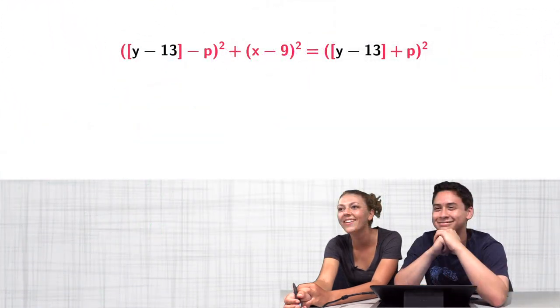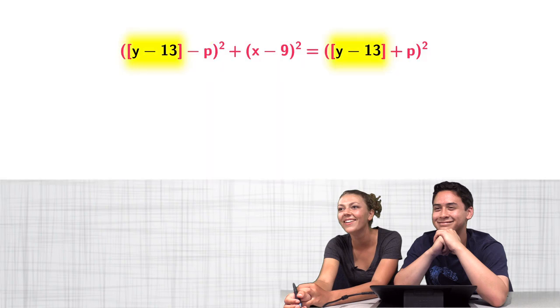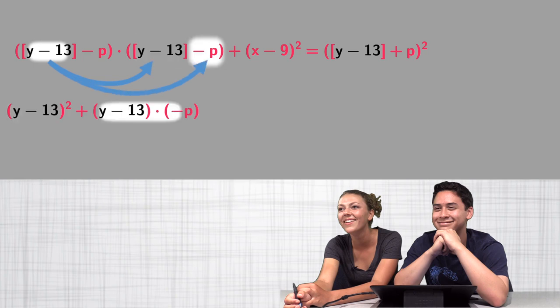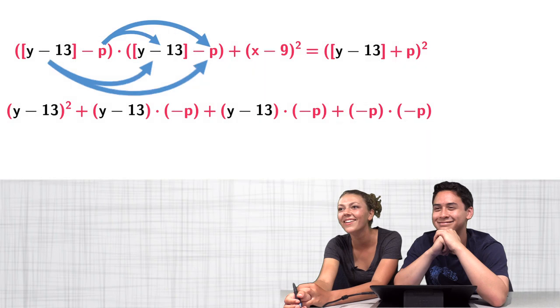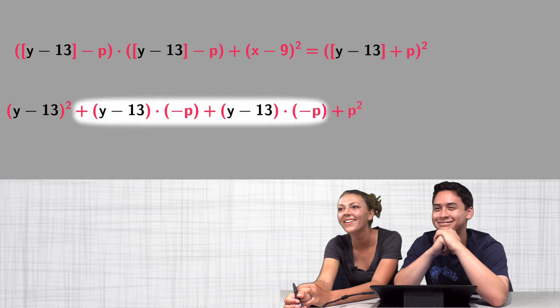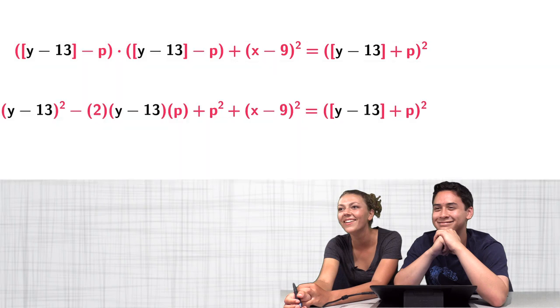Sasha and Keoni made a difficult equation simpler by treating y minus 13 like a single number. As a result, they only had to multiply binomials instead of trinomials. Sasha and Keoni combined like terms and rewrote the rest of the equation.